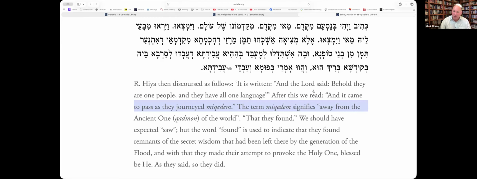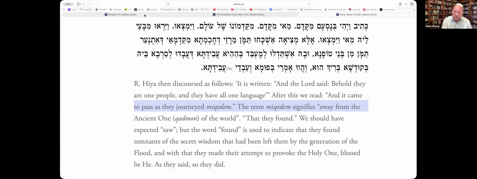They came away from Kadmon. They came away from God, and that they found. Now we would normally not see the word found there, but the word saw. But instead it says found, which means that they found something there. And it says that they found remnants of the secret wisdom that had been left there by the generation of the flood. And with that, they made their attempt to provoke the Holy One, blessed be he, as they said, so they did.